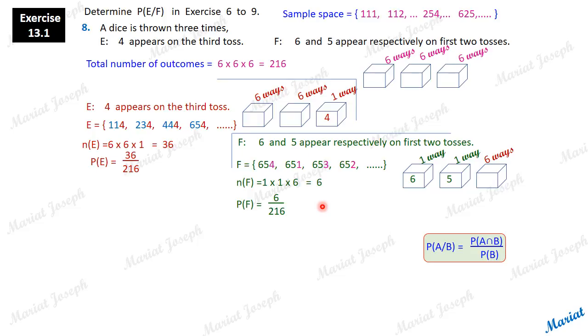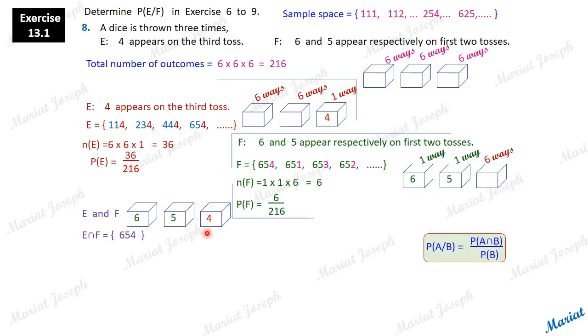Now, since we have to find the conditional probability, we first need to calculate the probability of the common elements, the intersection. Intersection means both the conditions E and F should be satisfied. Such outcomes we have to pick up. Which are the outcomes satisfying both conditions? That means 4 should be in the third toss, as well as 6 and 5 appearing respectively on the first two tosses. How will the outcome look then?